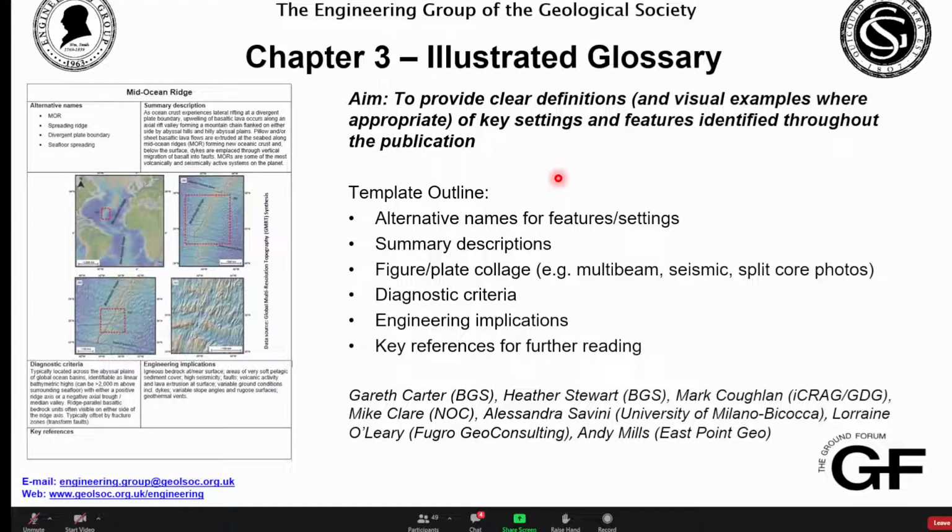We have some summary descriptions and some indicative figures, which could be bathymetry, as in the case example here. They could be seismic, core photos, or ROV photos, but we're trying to show typical features and what the diagnostic criteria are. And then briefly, we talk about the engineering implications for each of those features and key references for further reading. Again, very much a team effort led by Gareth, and I'm just acknowledging the other co-authors in that area at the bottom there. So that's chapter 3.